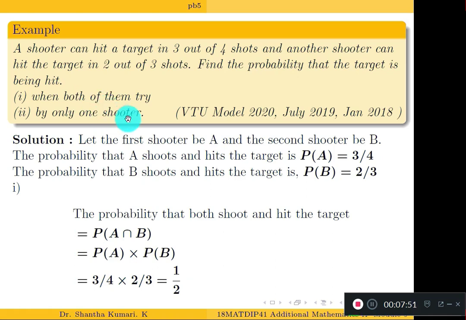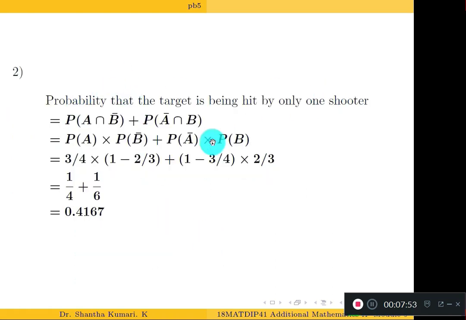Only one of them hits the target. Only one means either only A not B or only B not A. Write the probabilities, and intersection means we multiply the probabilities since the events are independent. In each case when you multiply, it is better if you write the reason at the side in brackets. Here I have not written it. In each problem, in previous problems also, whenever you multiply, write the reason because the events are independent. So here, multiply and check the answer.